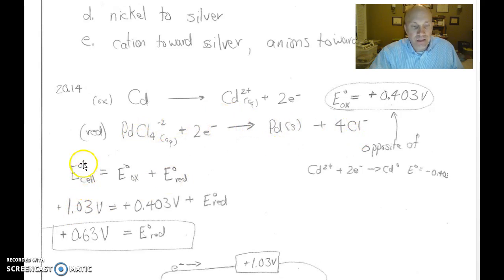But what we know is that the standard electromotive force for the cell is going to be the one for the oxidation plus the one for the reduction. And the problem gives us the one for the entire cell. We figured out the one for the oxidation by doing this little part up here. And all we have to do is calculate the standard reduction potential for this half reaction. And this is what it would calculate out to be.